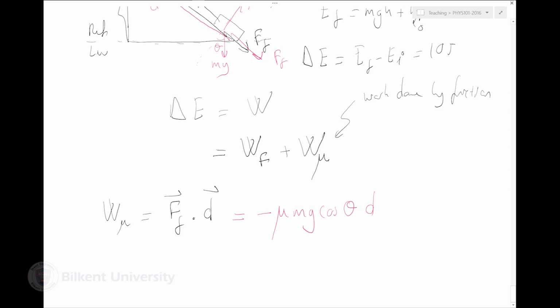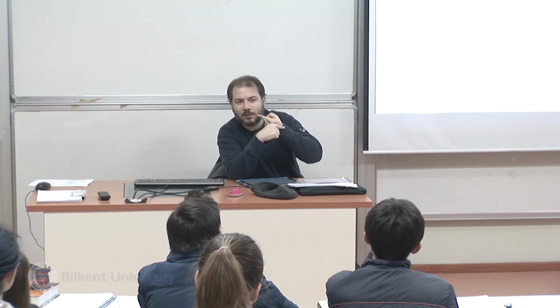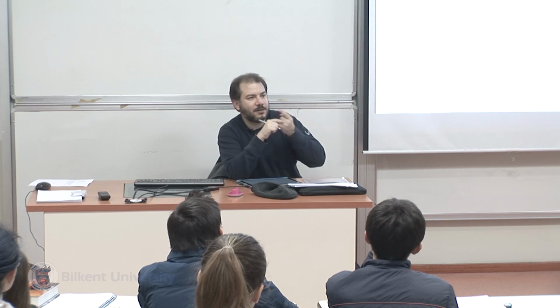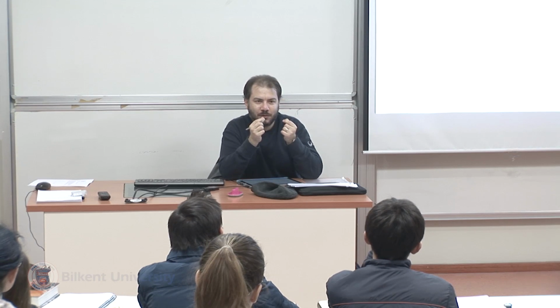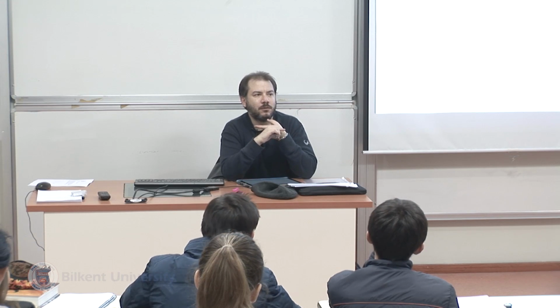Where does this minus sign come from? Because the friction force is opposite to the distance traveled, right? What was the dot product? Magnitude of the vectors times cosine of the angle between them. Cosine of 180 degrees is minus 1.